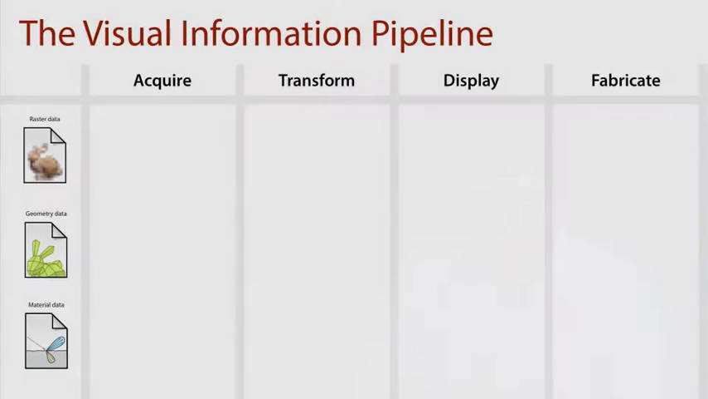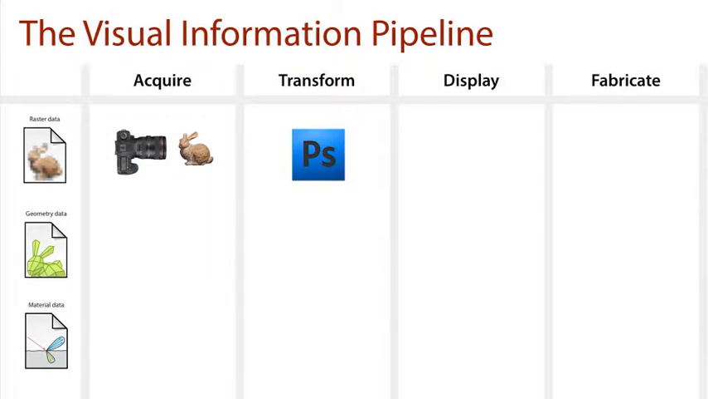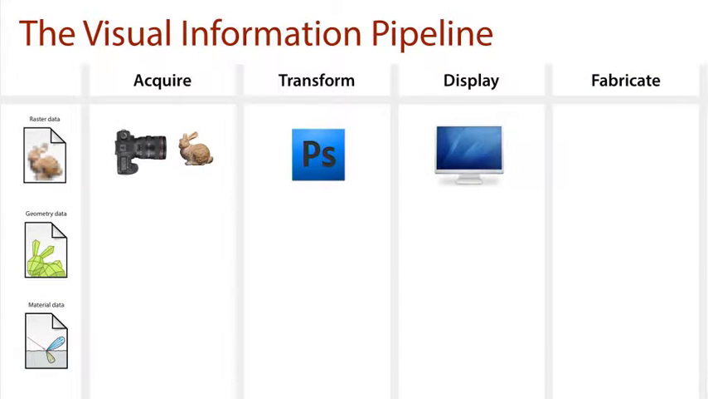So let's take a look at this pipeline that I mentioned just before for these three different types of visual information. For raster data, acquiring it is easy. I just take a photograph. That usually takes less than a second. And then for transformation, thanks to very fruitful research over the last years, we have a very mature software market, even software that caters to non-experts that can do all sorts of transformations. Displaying it is also very simple. I need a computer with a basic graphics card and a screen. And then fabrication, if you want to think about it that way, means printing an image.